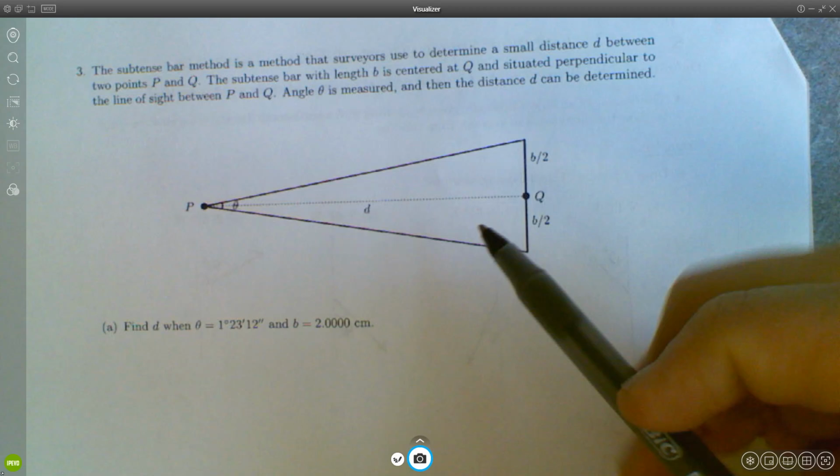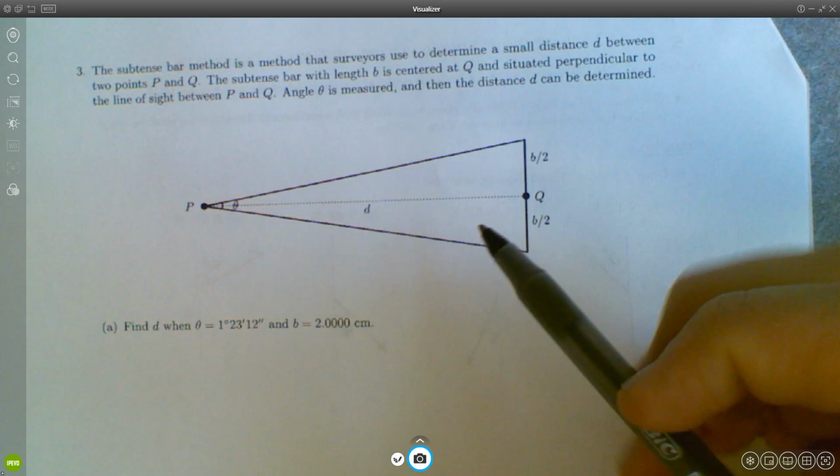Well, if you know that you have a particular length over here, you're going to center that length at Q, so half of the length is here and half of the length is there. If you know this length, you can measure this angle, and then given that angle and this length, you can figure out the distance between these 2 points. So this is something that apparently surveyors do. I'm not a surveyor, so I wouldn't know. But here we go. Let's do some calculations.